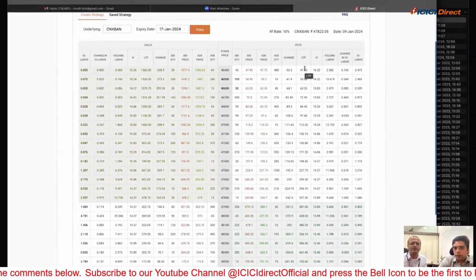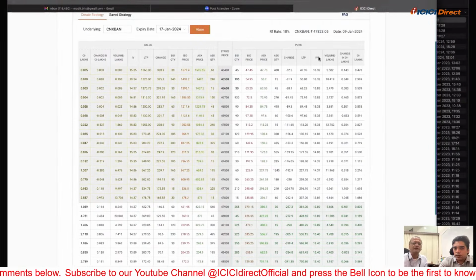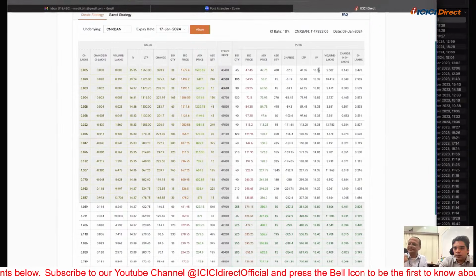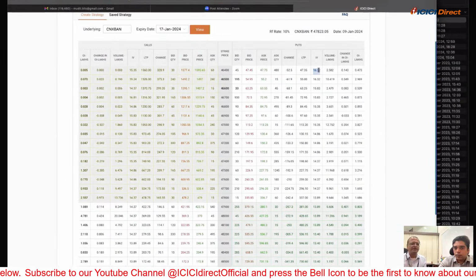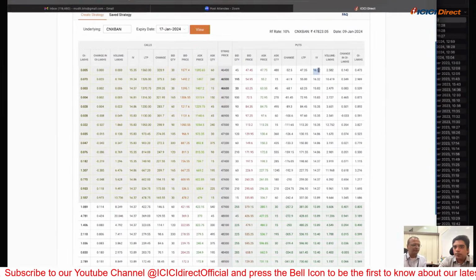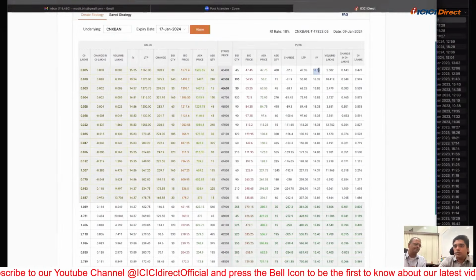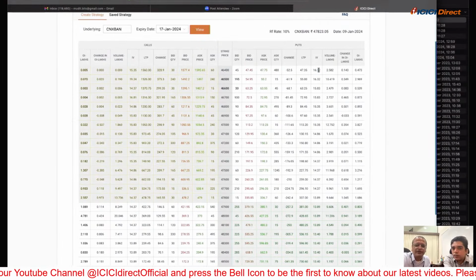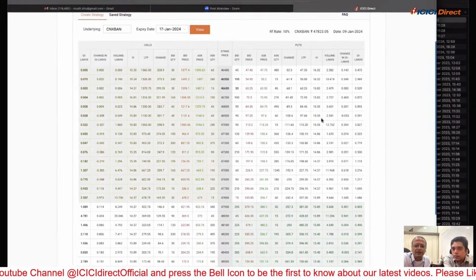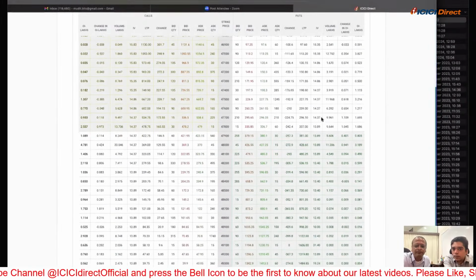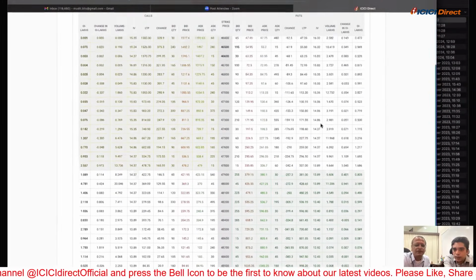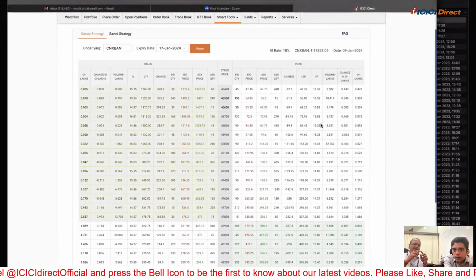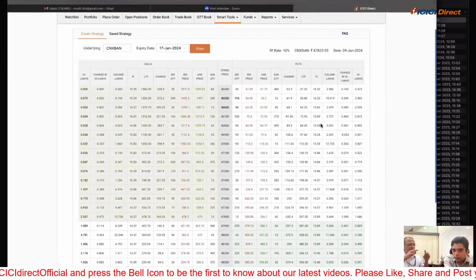Okay. Next we see the change in LTP and the LTP itself. So here also it should not be a very big number. IV, as we discussed, was the heart of the matter. It is the volatility of the option. How much volatility is there on that contract? Also notice one thing. What do you see IV is doing here? It's reducing, right?